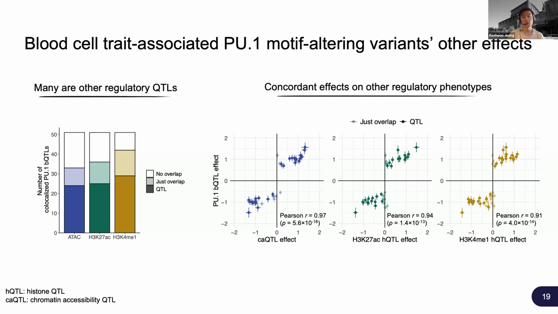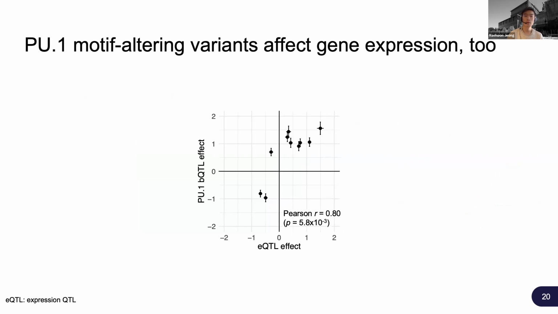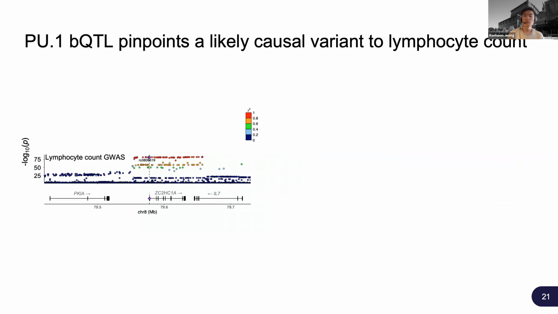For these PU1 BQTLs, the PU1 motif-altering variants have a strong case of being the causal variants for the colocalized blood cell traits. As expected, some of the PU1 BQTLs were significant expression QTLs, but I will stress that there were only 10 of them that showed significance. Whether the others do not affect gene expression, or if the effects are merely too weak to detect, needs to be investigated. To finish up, I will share 2 of the loci as examples.